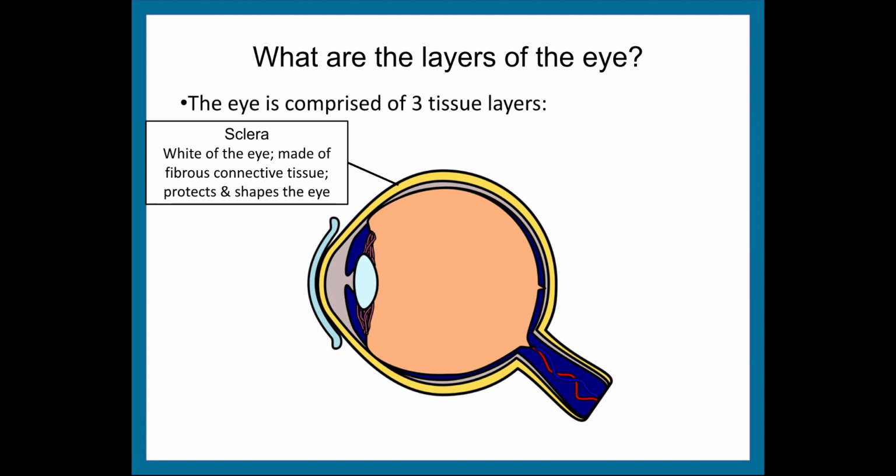There's the sclera. This is what's called the white of the eye, and it's made of fibrous connective tissue. This tissue protects and gives shape to the eye.